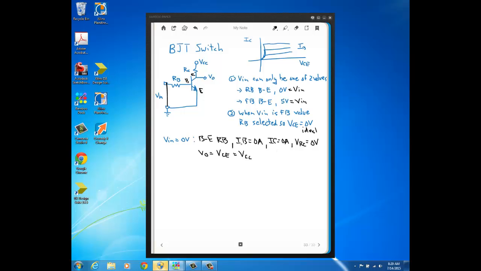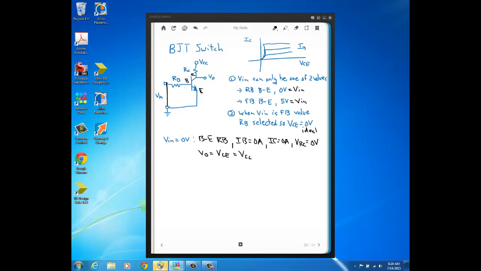Now, in actuality, this base emitter that's reverse bias, just like an actual reverse bias diode, you have a little bit of current. So in actuality there would be a little bit of collector current, so therefore there'd be a small drop across this resistor RC, and instead of VCE equal to the source voltage, it would be a little less.